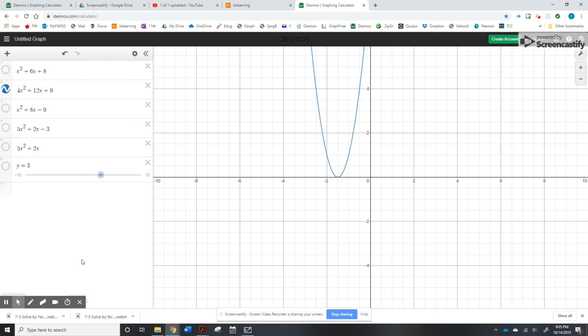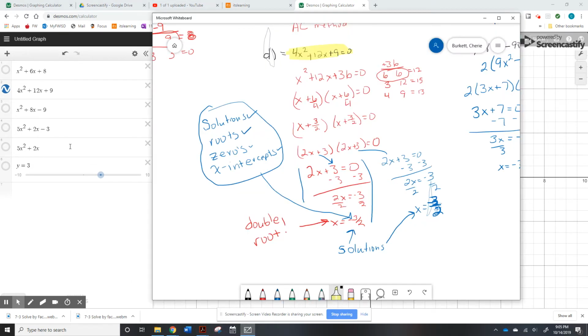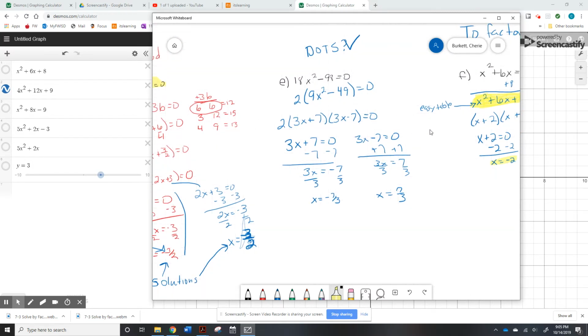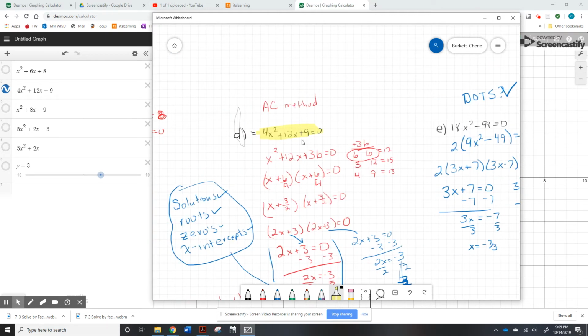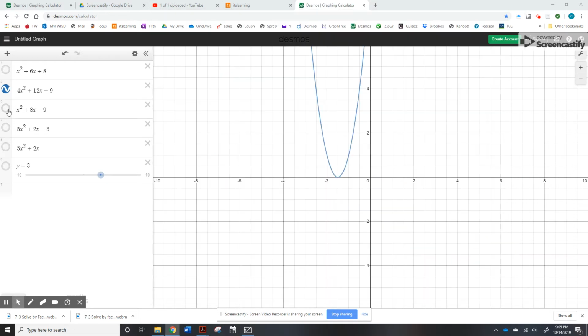Okay, so that was that one. Let's see, I did another one. Which one did I do? Oh, this one, x squared plus 8x minus 9. Our answers were 1 and -9.